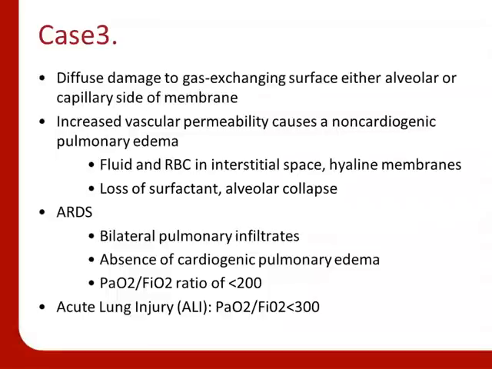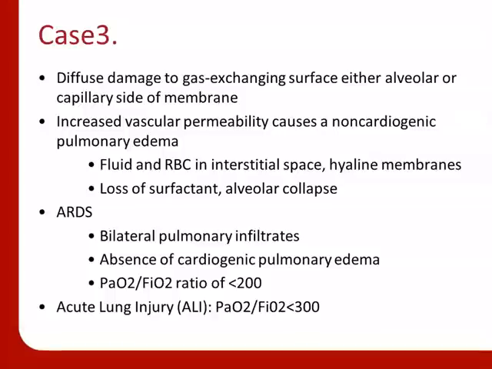So ARDS is diffuse damage to the gas exchanging surface, either on the alveolar side or the capillary side, or it can be in both. You get altered vascular permeability, and you get fluid shifts and a non-cardiogenic pulmonary edema. So the interstitial space and the alveolar space fill up with fluid and red blood cells. All the proteins coagulate, and you get hyaline membrane formation. In the alveolar spaces, you lose surfactant concentrations, and you get collapse of the alveoli. Now you have shunting as well. And so they end up with bilateral pulmonary infiltrates. You don't have other underlying cardiogenic causes of the infiltrates.